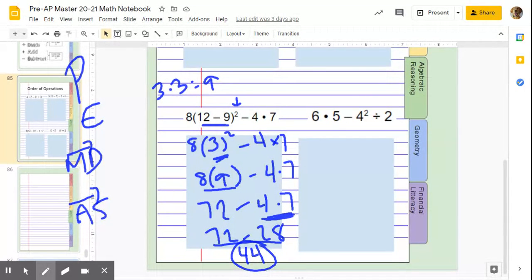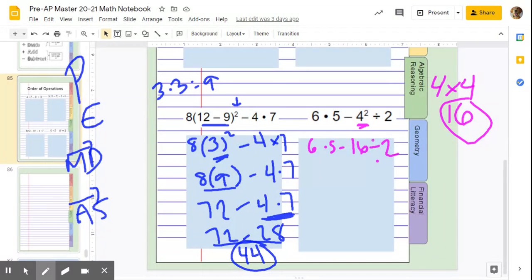Okay, that one was a little tricky with the parentheses and the exponents, but I think you guys should have gotten it, hopefully. Okay, then we're going to look at this last one here. So there's no parentheses in it, but there is an exponent right here. So we have 4 to the power of 2. So again, 4 times 4, because it tells us that we multiply the base 2 times. 4 times 4 is 16. So in here, I'm going to put 16. So we're going to do 6 times 5 minus 16 divided by 2.